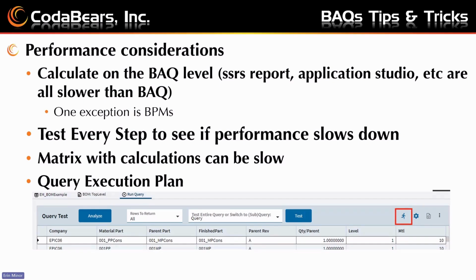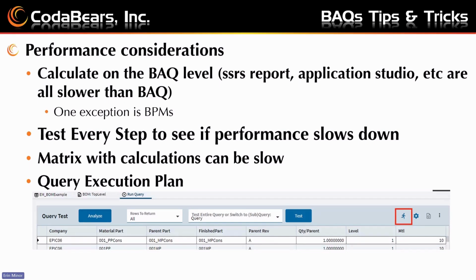So, and then also test every step as you go to see if performance slows down before or after a step. Also know that if you put into an SSRS report a matrix with calculations on that matrix, it can be really slow. So that's just another consideration. And then finally, the query execution plan is a good thing to look at to see where your bottlenecks are.